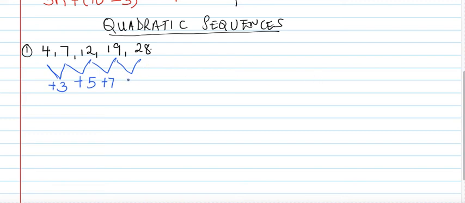At this stage you realize that they are not uniform. So you continue until you get a uniform term to term rule. So this is plus 2, this is plus 2, and this is plus 2. When you get a uniform term to term rule, you stop.